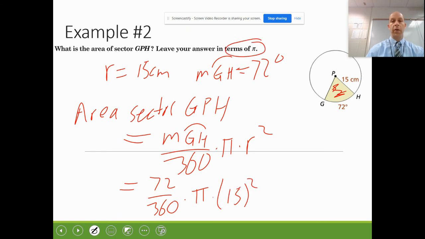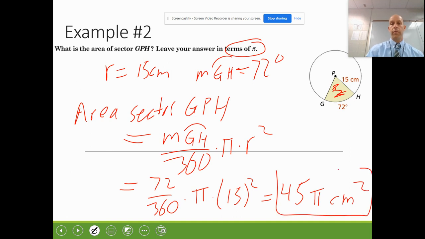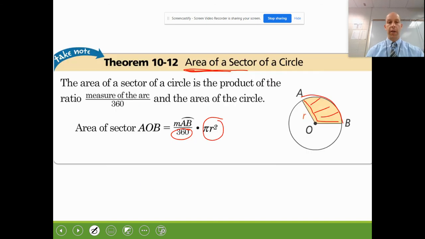It says to leave our answer in terms of pi. So I'm literally just going to let my calculator do all this work. 72 divided by 360, and then times that by 15 squared, and I get 45 pi, and this would be centimeters squared. We're leaving it in terms of pi, and the units here were centimeters, so that's why I picked centimeters squared. And that is the area of a sector. So we use this formula right here, the area of a sector formula.